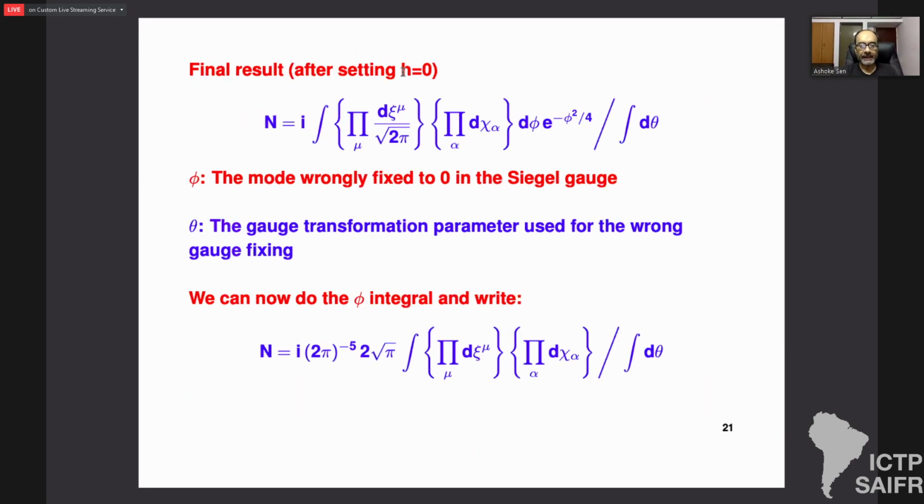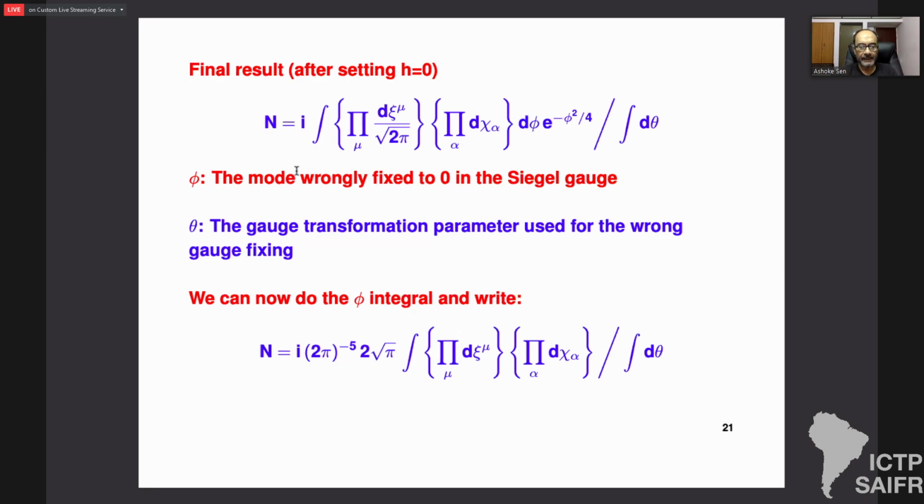So here is the final result after setting h equal to 0. This I was there, it's still there. These integrals we see as they were before. As h goes to 0, the xi and chi alpha dependence all goes away because the matrix G alpha beta becomes 0, h is 0, so there's no quadratic term involving the xi mu. But you see a new mode has appeared, new mode phi.